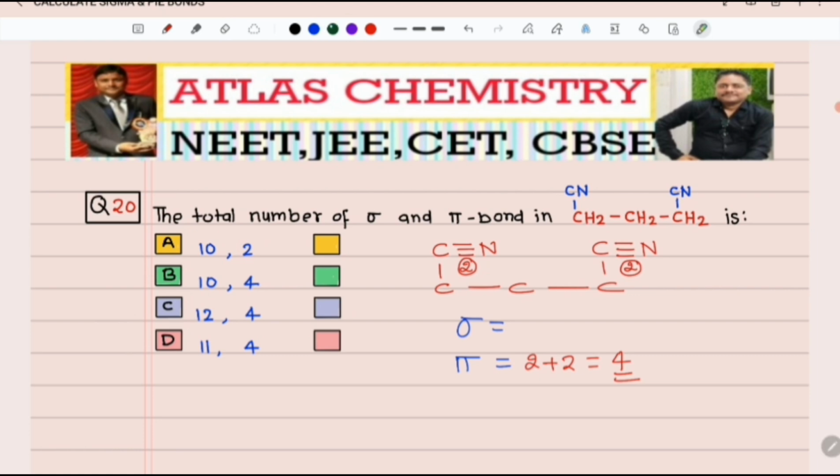Now हम लोग काउंट करेंगे कि इसमें टोटल कितने सिग्मा बॉन्ड है। तो यहाँ पे एक सिग्मा बॉन्ड मिलेगा, दो, फिर यहाँ पे हाइड्रोजन 3, 4, 5, यहाँ पे दो हाइड्रोजन रह गए, 6, 7, 8, यहाँ पे दो हाइड्रोजन रह गए, 9, 10, 11 and 12. So total 12 sigma bonds are there and 4 pi bonds are there. So the correct option is option C.